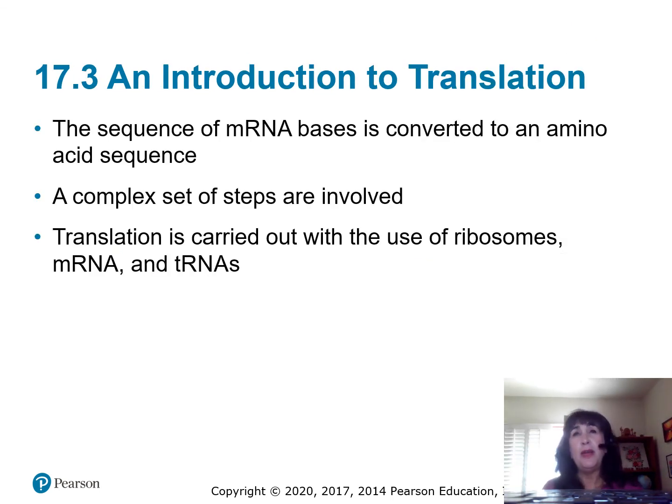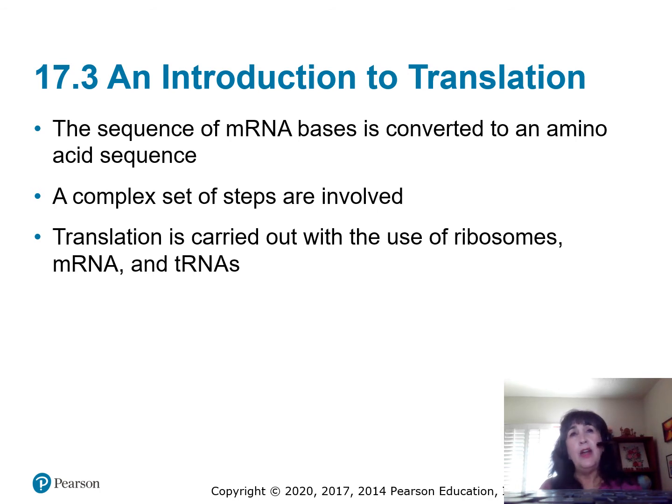Now let's move on to translation. Remember, translation is going from messenger RNA to protein. So in a eukaryotic cell, this happens in an entirely different place. Transcription happens in the nucleus, and translation happens at the ribosome in the cytoplasm. So the sequence of messenger RNA bases is converted into an amino acid sequence, and it takes a lot of steps. So let's take a look at these steps.